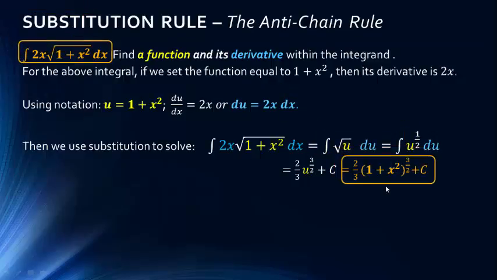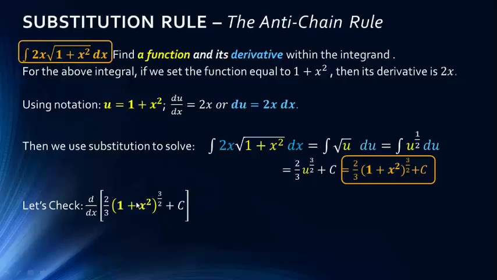Let's check and see if that actually works. So now I can use the chain rule. If I take the derivative of our answer, we should get back to the integral, because this is an antiderivative. So if we take the derivative of our answer, we should get back to our original problem.